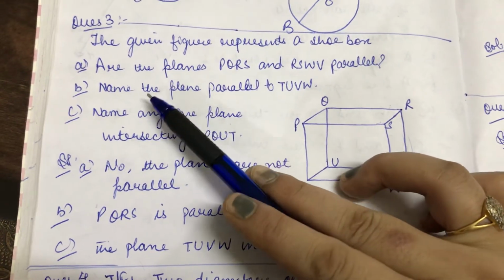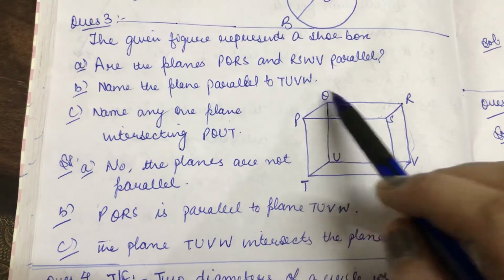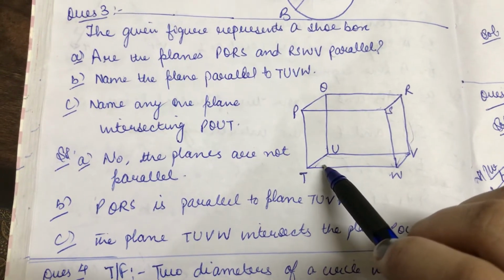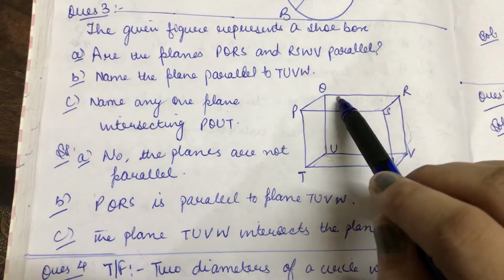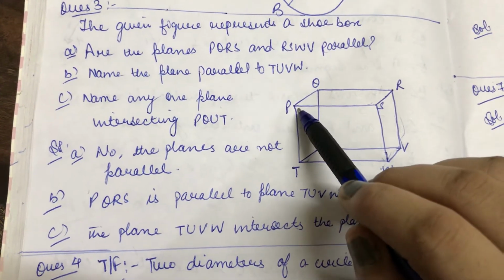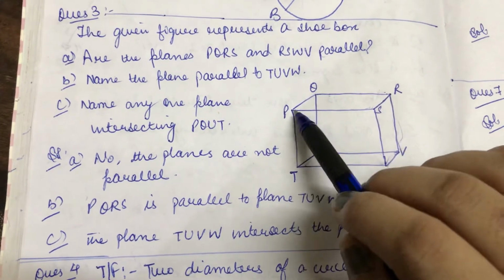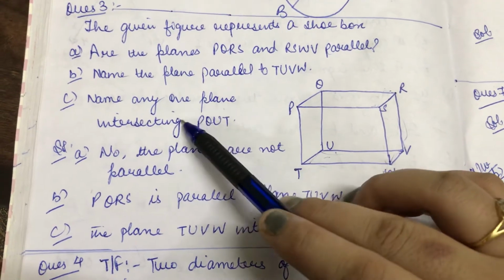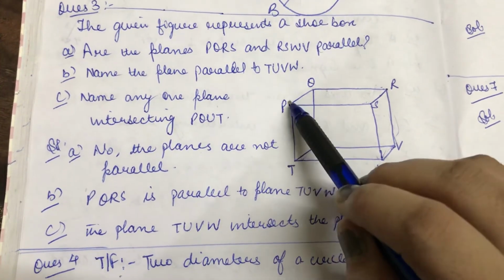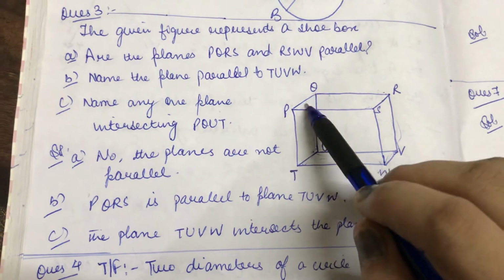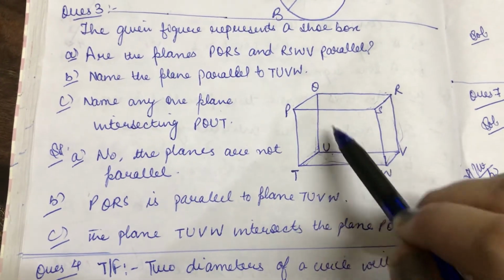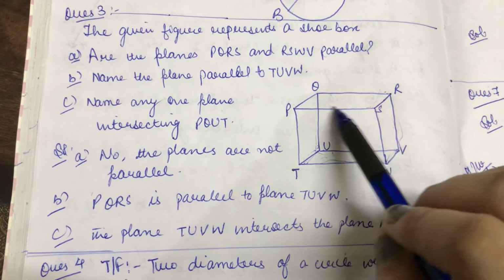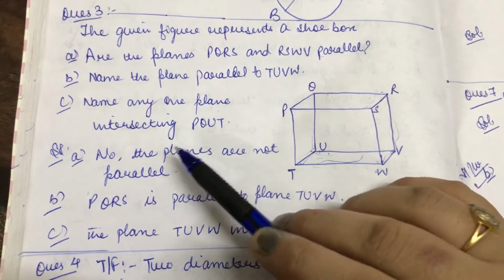Next, B part is name the plane parallel to TUVW. Now TUVW is here. So this is the plane. I want to find a plane parallel to this. Parallel means opposite which is not meeting it. So PQRS is the plane which is parallel to the plane TUVW. Name any one plane intersecting PQUT. PQUT is this plane. So we have this plane or this plane or the backward one. So any one plane you can write. I am writing here PQRS which is intersecting PQUT.